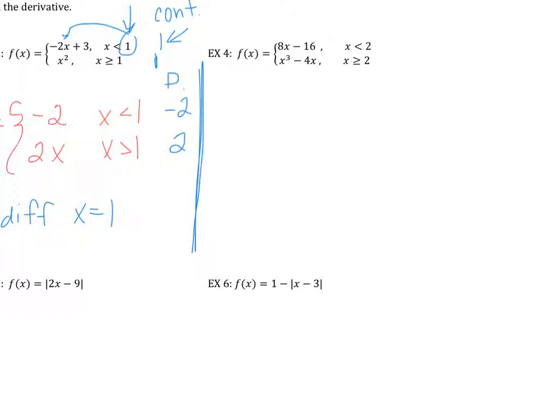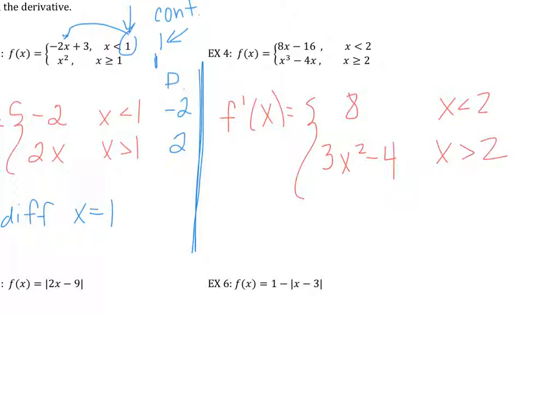All right, in example 4, I do the same thing. I usually end up writing my derivative first, and then I worry about the break point. So the derivative of the top, that's just 8. Derivative of the bottom is 3x squared minus 4. Now, I know this is going to be x is less than 2, x is greater than 2, but I need to check at 2. I need to see if it's differentiable at 2.